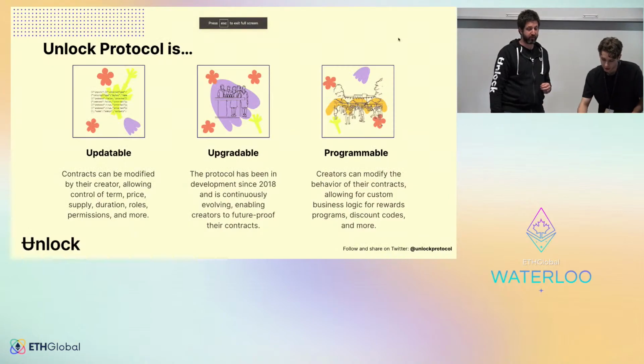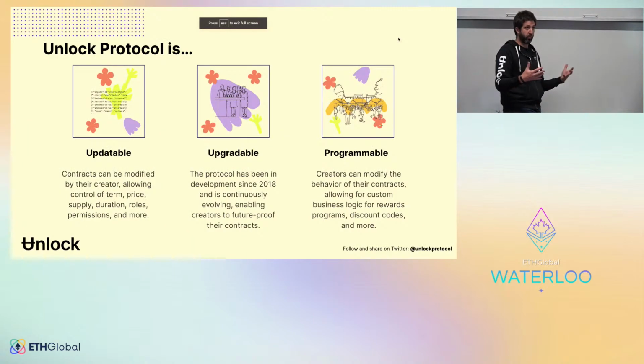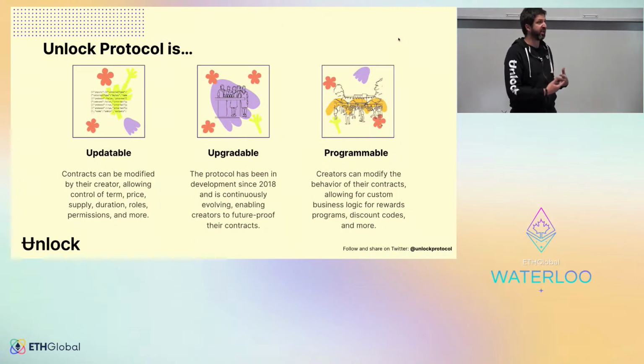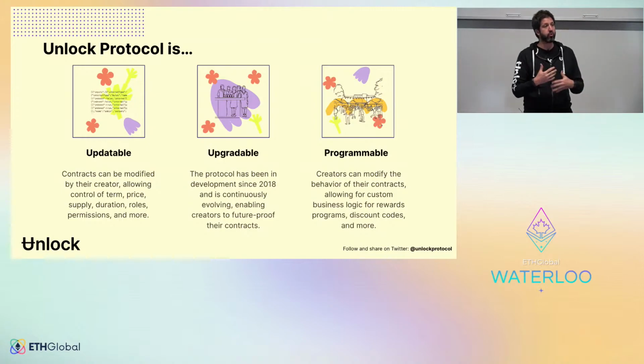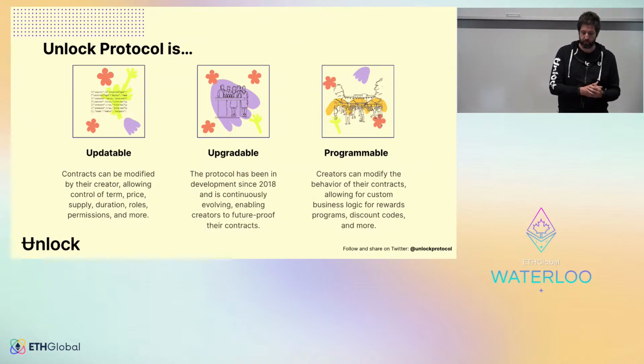All right, sorry for the interruption here. So Unlock Protocol is made of contracts that are updatable. You can change the terms of membership. You can change the price, the supply, the duration of each membership. You can change cancellation terms, transferability, all of that. They're also upgradable, not by us, obviously, but by you. Once the protocol supports new features, you can choose to opt in to these new features, and that's perfectly up to you.